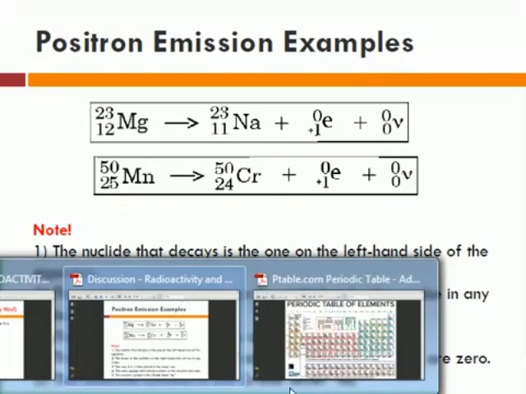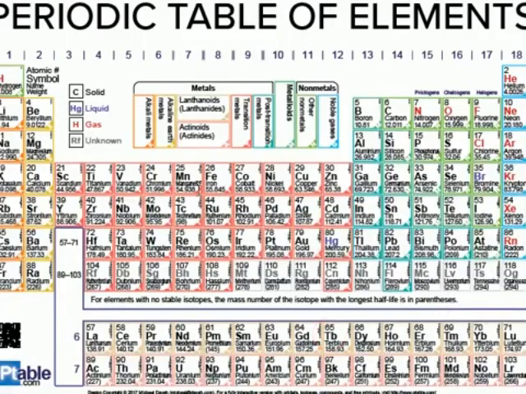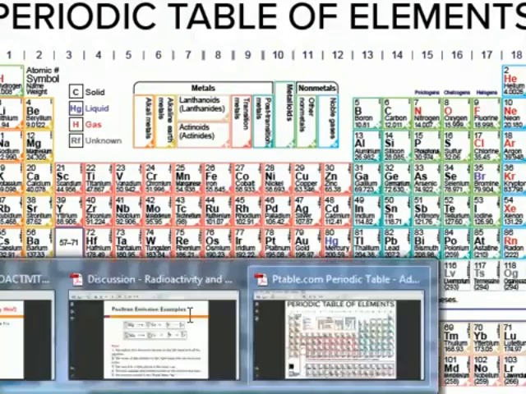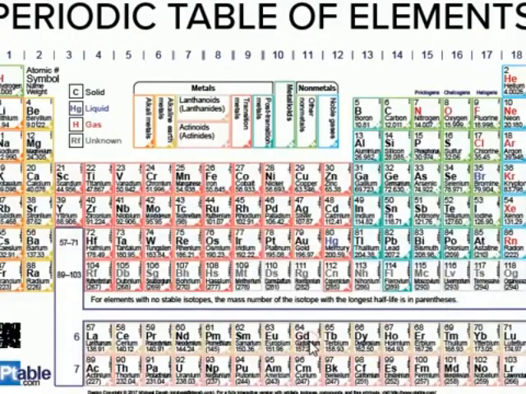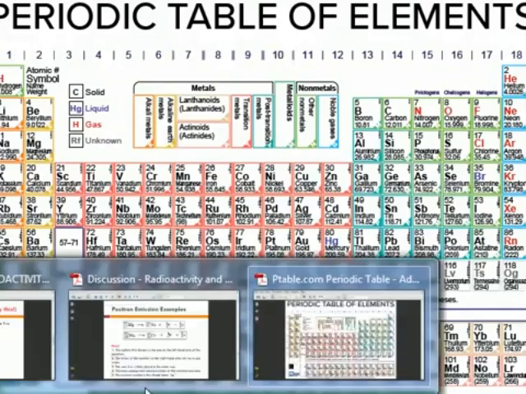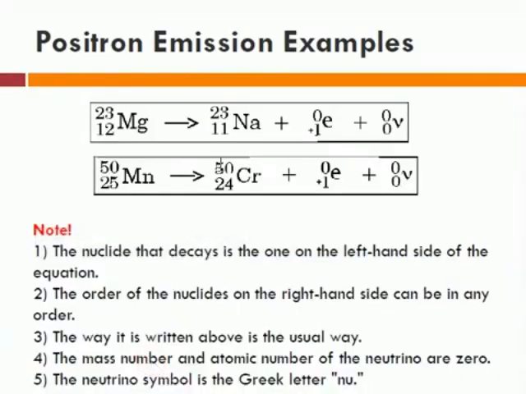So look for the element in the periodic table with atomic number of 11, and that is... let's verify. What number is that? 11. So we have, where's the 11? Okay, here, sodium.